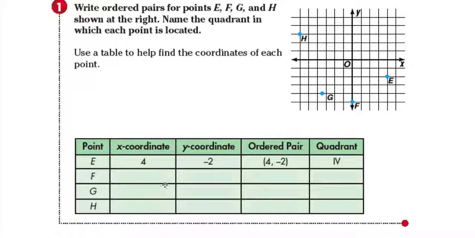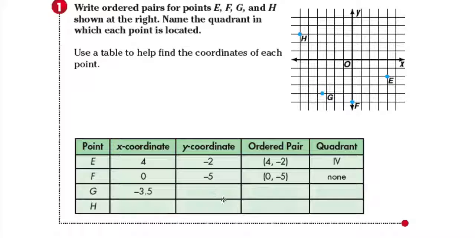Point F has an x-coordinate of 0, right there. It has a y-coordinate of -5. The ordered pair is (0, -5), and it does not belong to any quadrant because it lies on the y-axis. Anything that lies on the x or the y-axis does not belong in any quadrant. Point G, okay, is 3.5 as your x-coordinate right there.